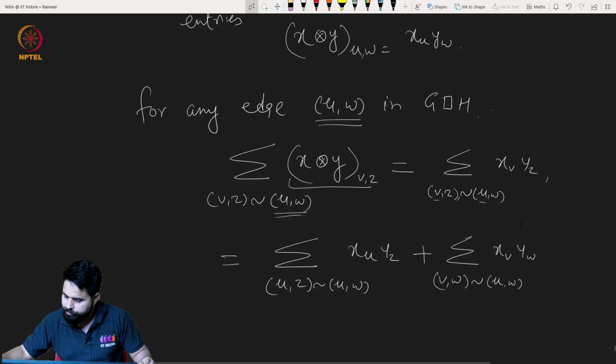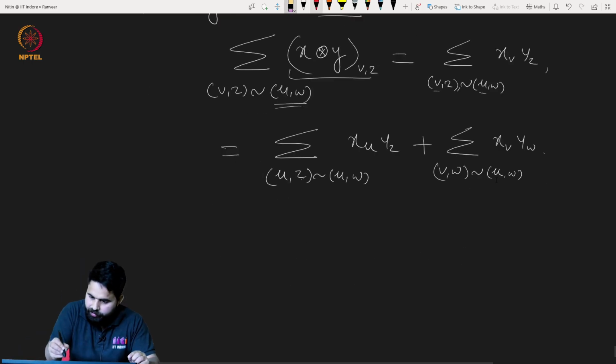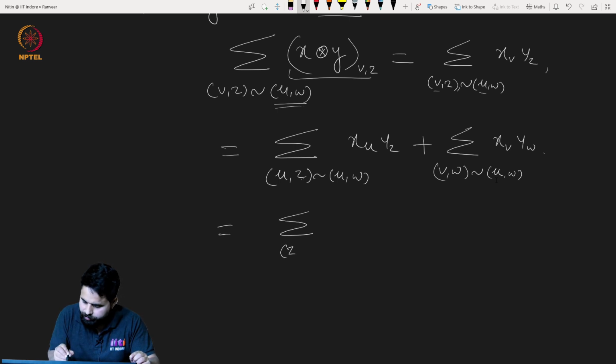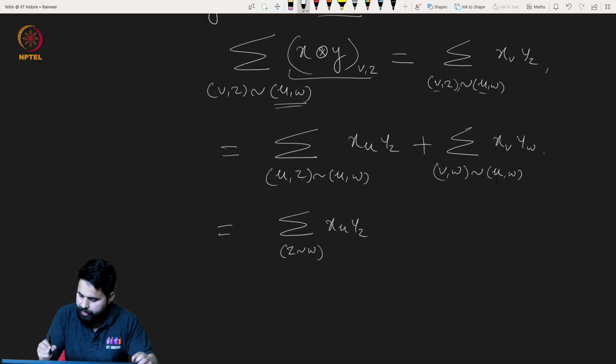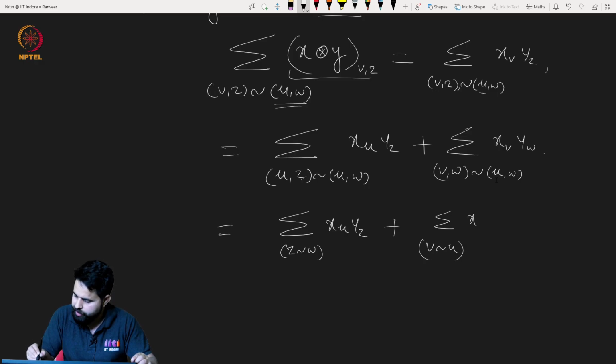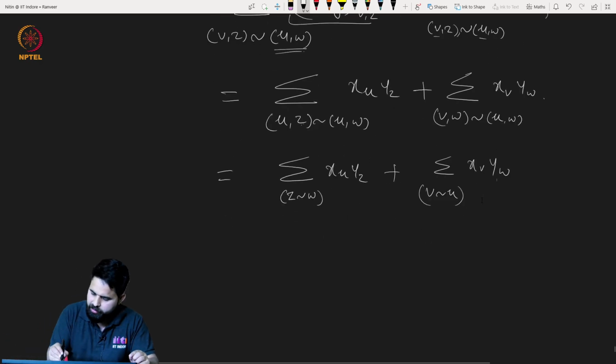Now I can write this equation as the summation over z having an edge with w of x_u y_z, plus, similarly, the summation over v having an edge with u of x_v y_w. Now you can easily take out the factor, because this quantity is independent of x_u.